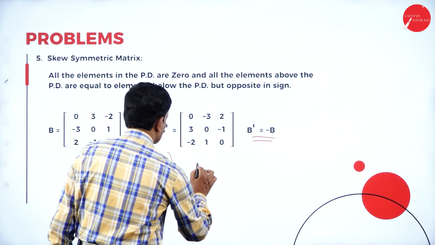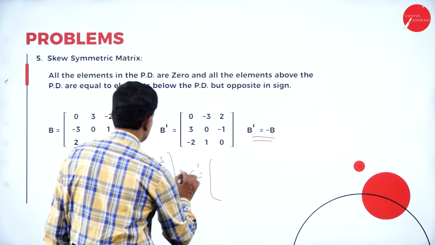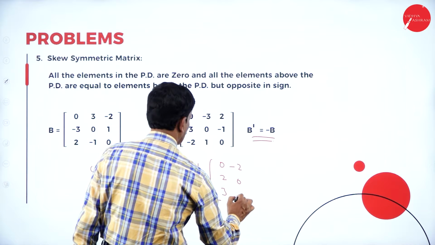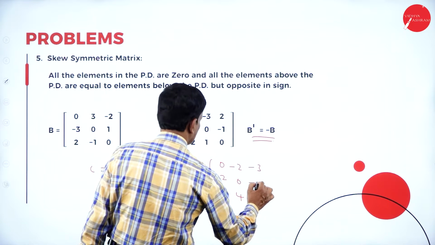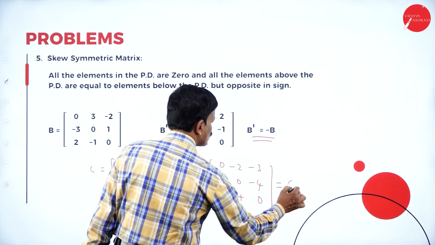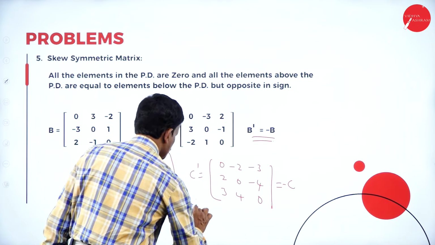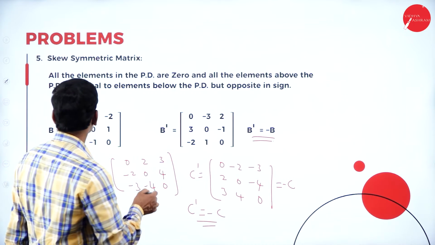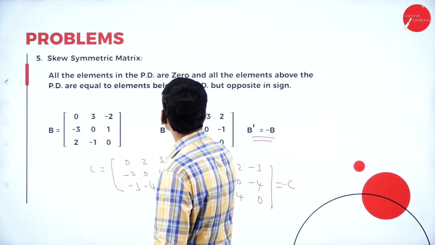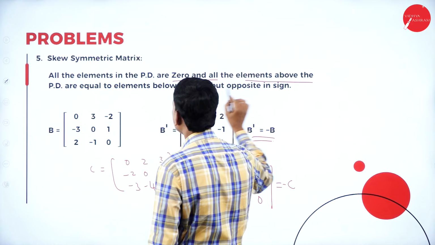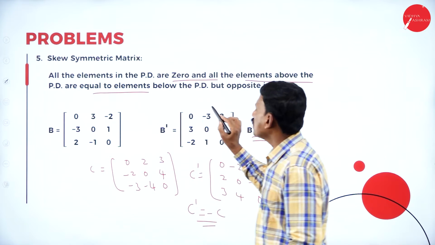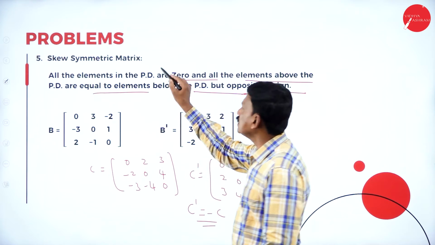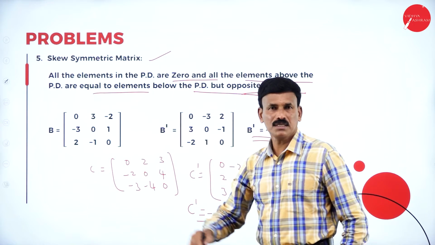If we transpose this, what we will get? C dash is equal to first row 0, 2, 3, second row minus 2, 0 and 4, and third row minus 3, minus 4 and 0. What is this equal to? Minus C. So C dash is equal to minus C. Such a matrix is called a skew symmetric matrix. All the elements in the principal diagonal are 0, and all the elements above the principal diagonal are equal to elements below the principal diagonal, but opposite in sign, is nothing but a skew symmetric matrix.